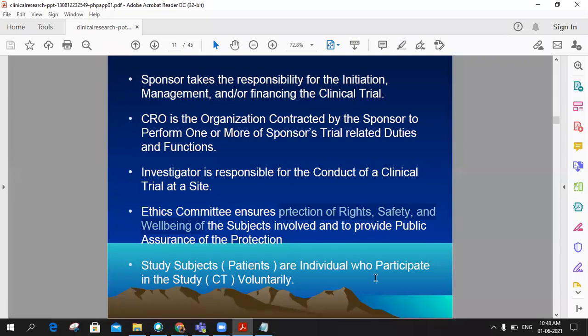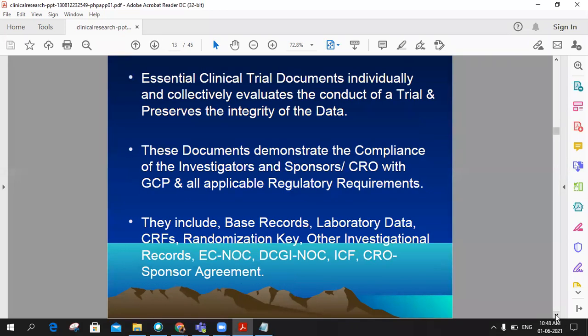And then finally, the study subjects. The study subjects are the patients, the individuals who participate in this study. And essential documents are the documents which, individually and collectively, evaluate the conduct of the trial and preserve the integrity of the data.